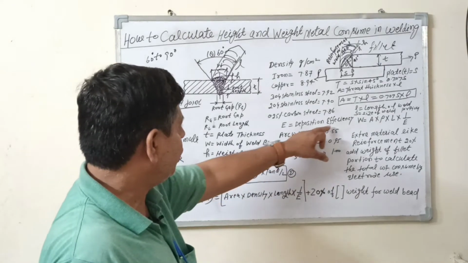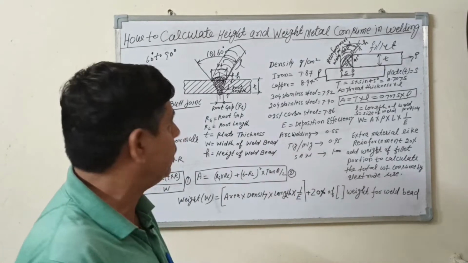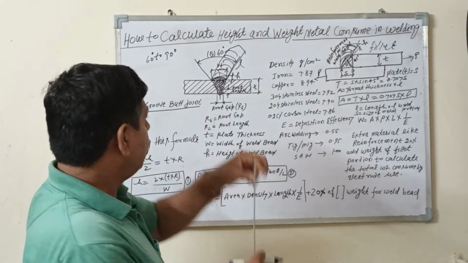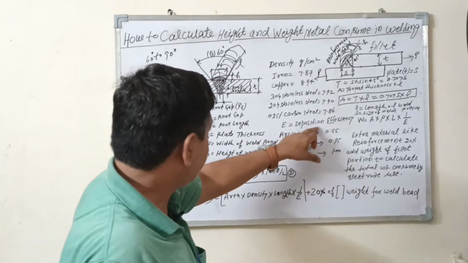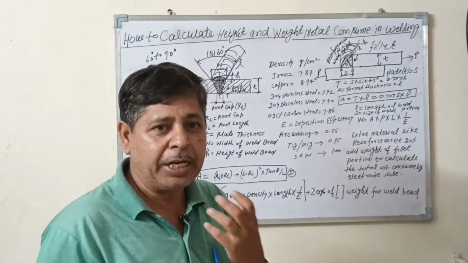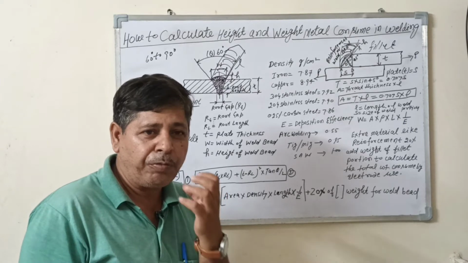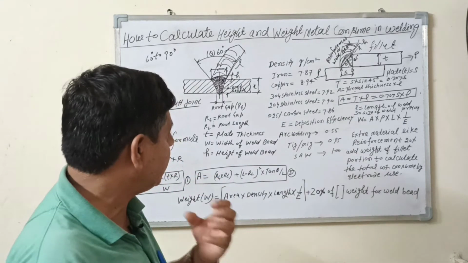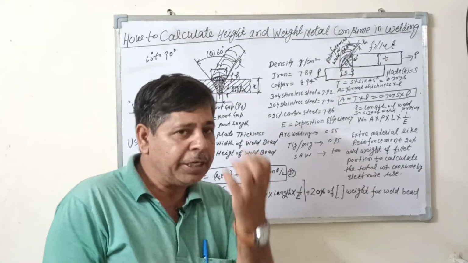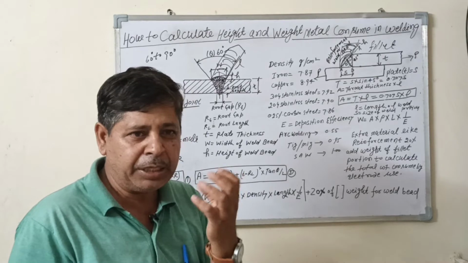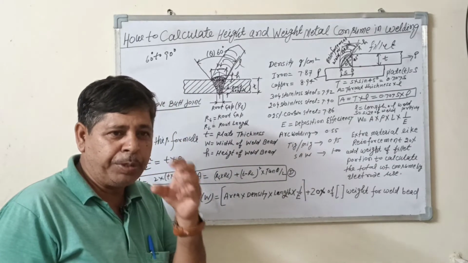E is the deposition efficiency. The deposition efficiency is the ratio of the filler metal to the metal consumed in this cavity. The deposition efficiency is a number which tells us how well the welding machine deposits the metal in this cavity. So if the number is increased, it means that the filler metal is consumed at a low level.